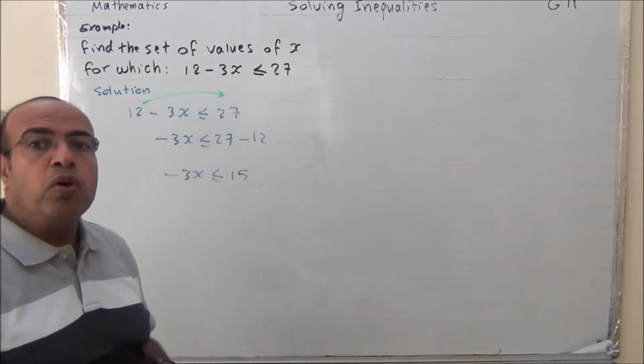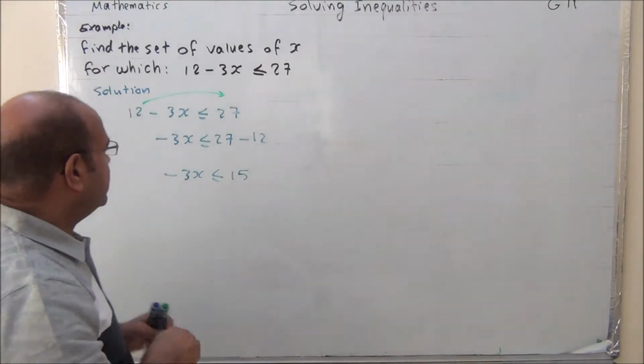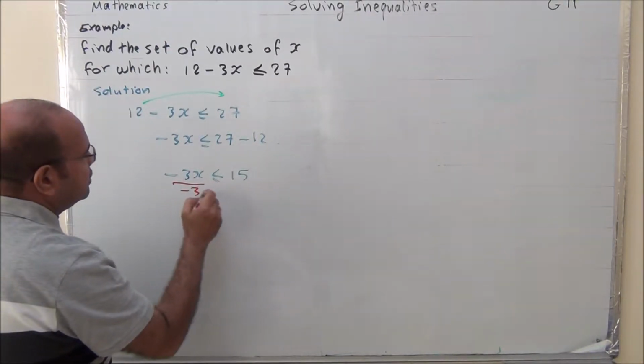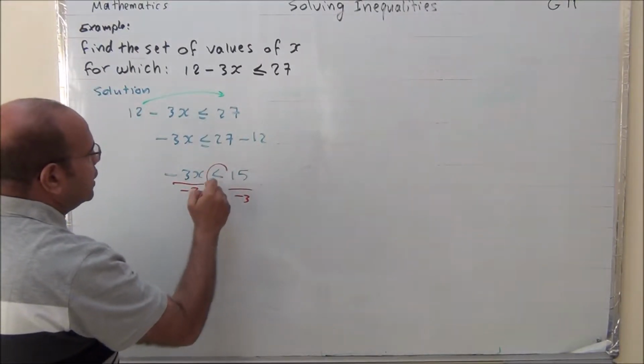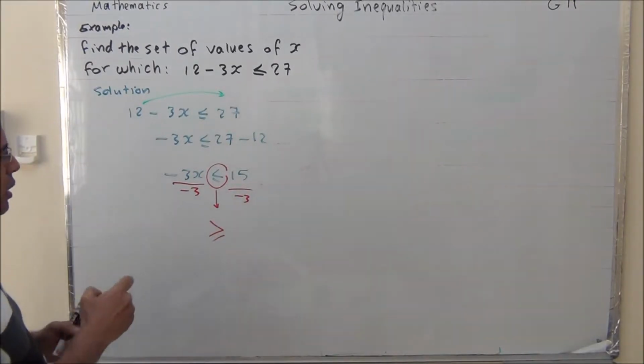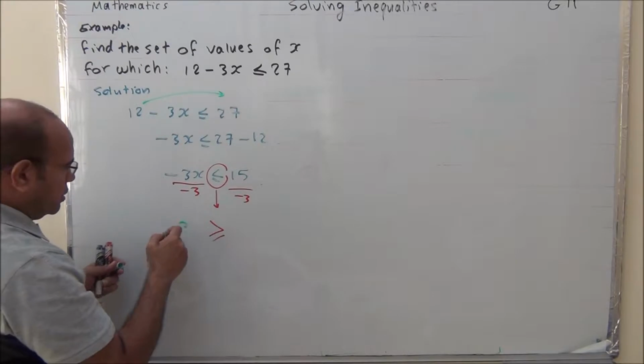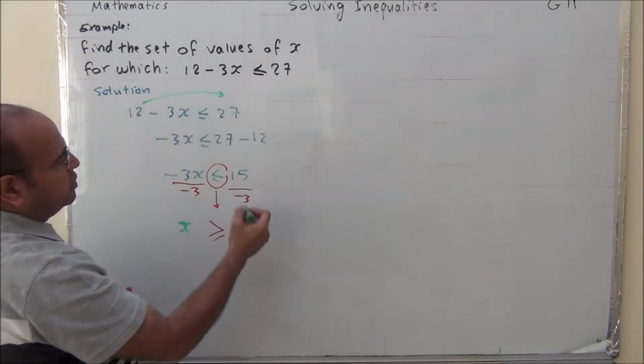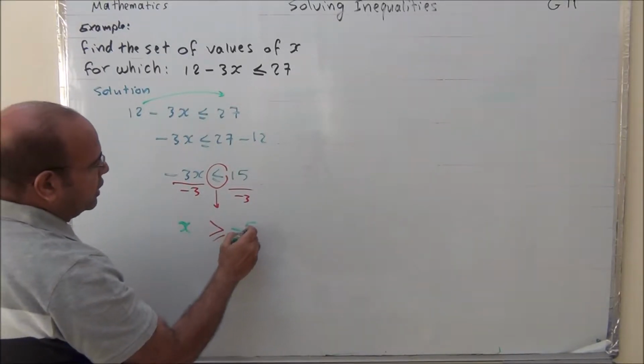Now what do we do? We divide by negative 3. Take care, when we divide by negative 3, we change the direction of the inequality. So it becomes greater than or equal. So x greater than or equal to 15 divided by negative 3, it's negative 5.